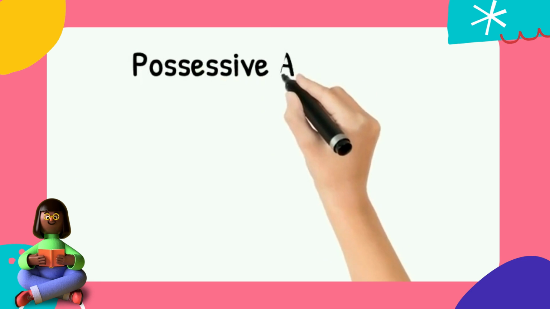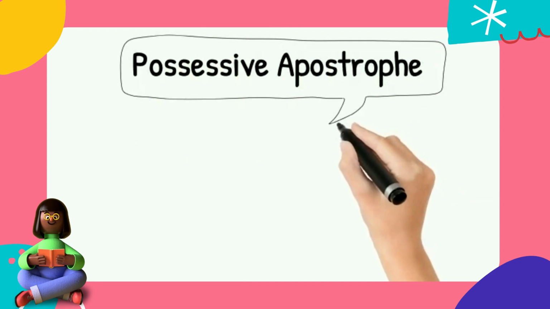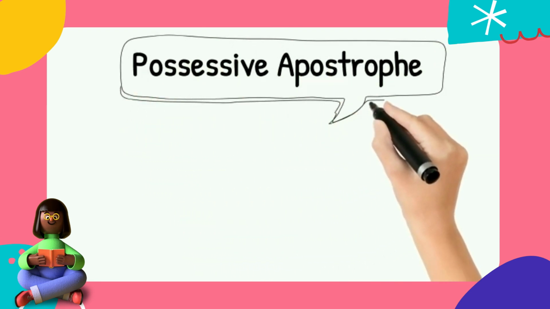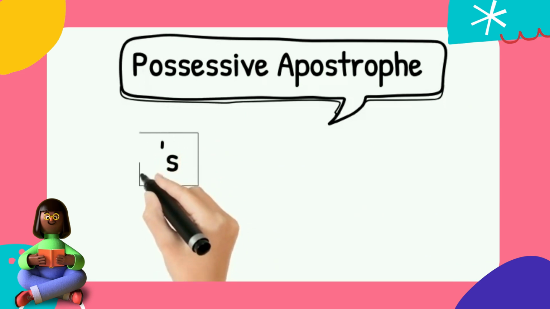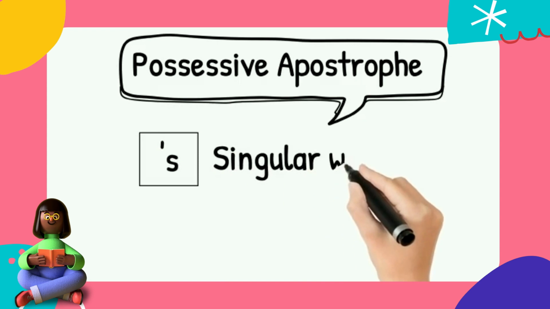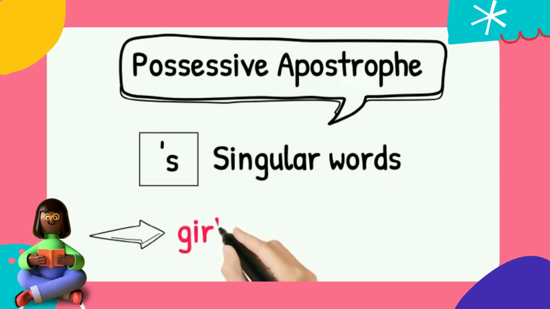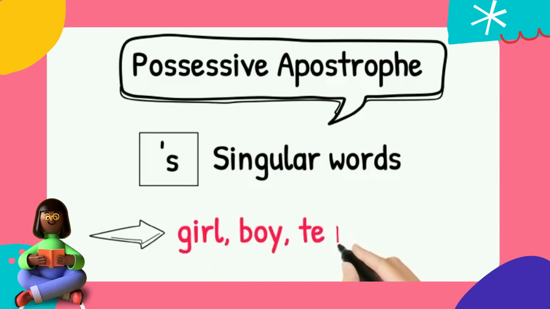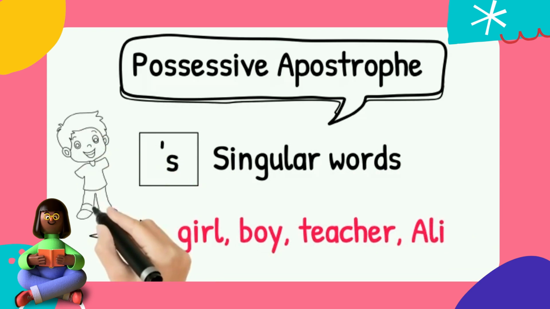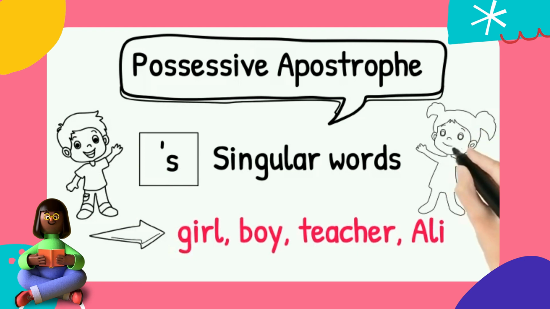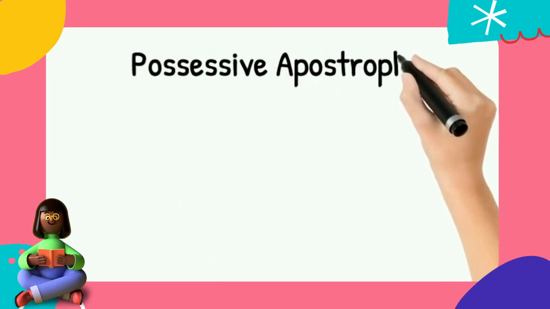We have two types of possessive apostrophe. The first one is apostrophe S. Apostrophe S is used for singular words. For example, girl, boy, teacher, Ali. Maksudnya seorang, satu. Singular maksudnya satu.